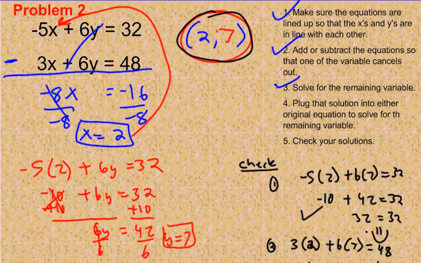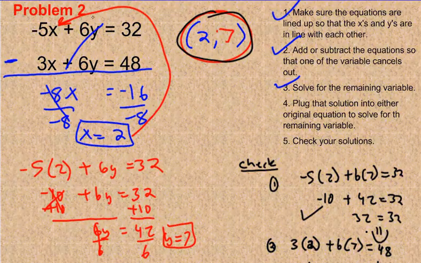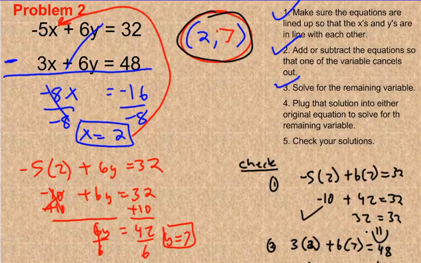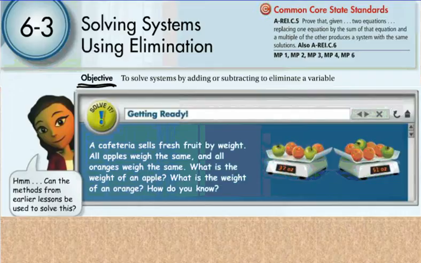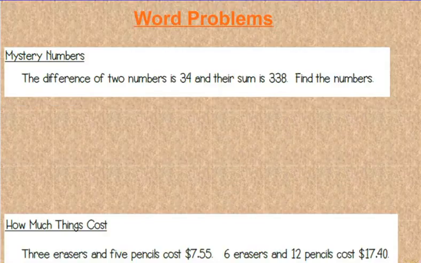So remember, the big key here is lining them up, making sure there's a way that you can eliminate one of the variables. Do that by either adding or subtracting, and you'll get your first variable and then plug in to find your second variable. And that is the basic concept of using the elimination method.